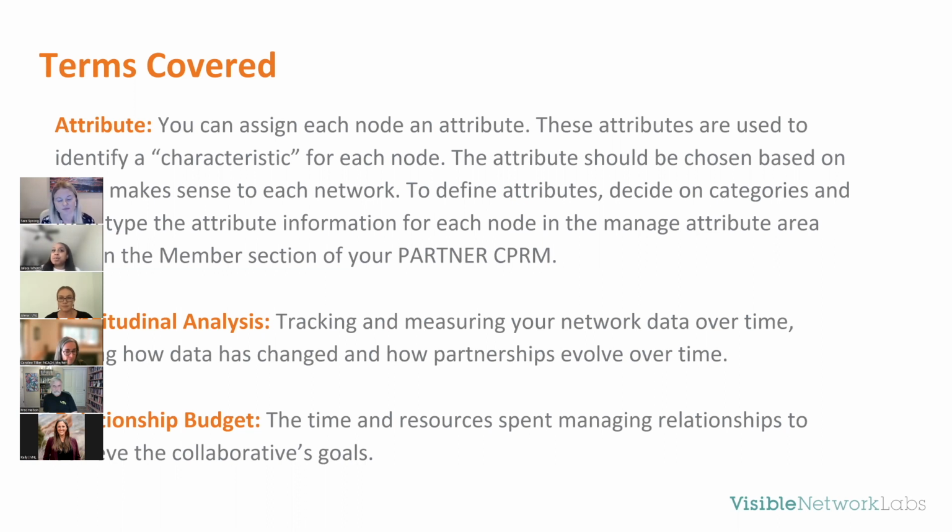So here are the terms we covered in that last scenario. So Sarah showed you the attributes, so you can assign each node an attribute. These attributes are used to identify a characteristic for each node. The attribute should be chosen based on what makes sense to each network. To define attributes, decide on categories and then type the attribute information for each node in the Manage Attributes area within the member section of your Partner CPRM.